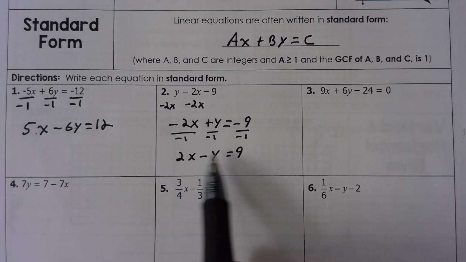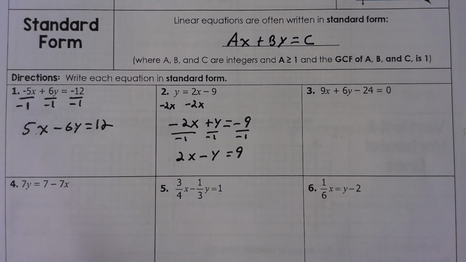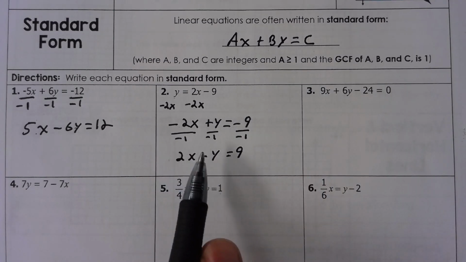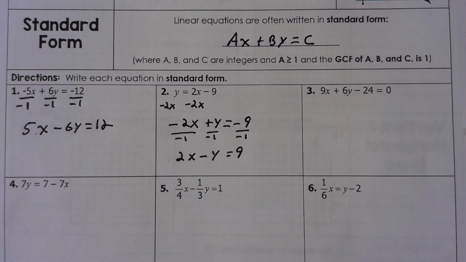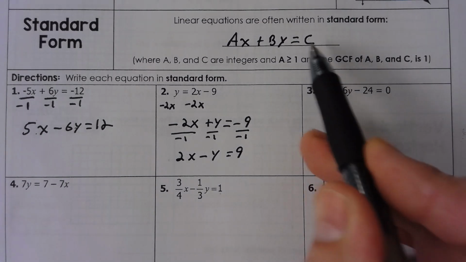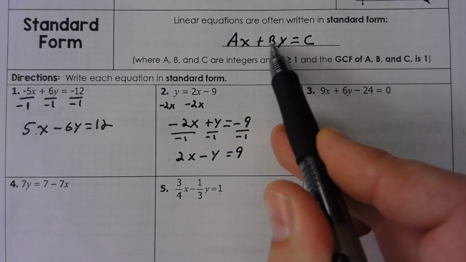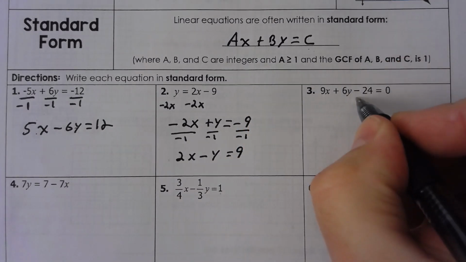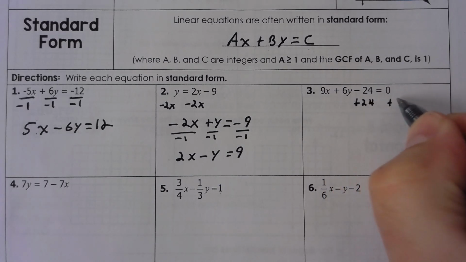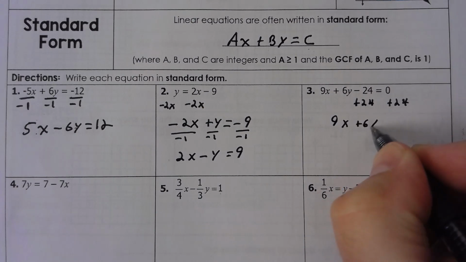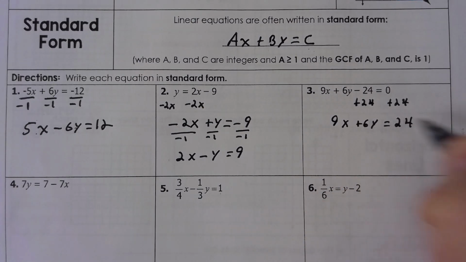So integers, they're all integers. A is greater than or equal to 1 now, and the greatest common factor between 2, 1, and 9 is 1. So that's true, and we're good to go with that. So next problem, 9x plus 6y minus 24. It has to look like this: some number times x, some other number times y. So to get it in standard form, I'm just going to add 24 to both sides. So now I have 9x plus 6y is equal to 24.